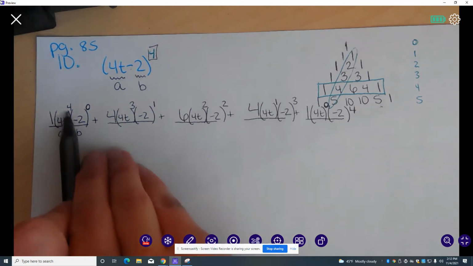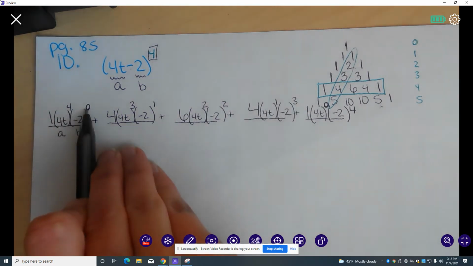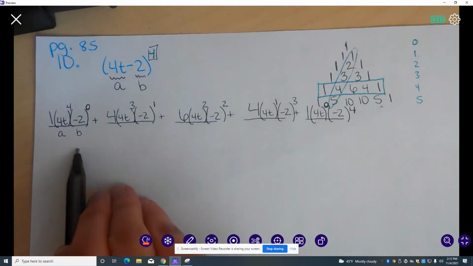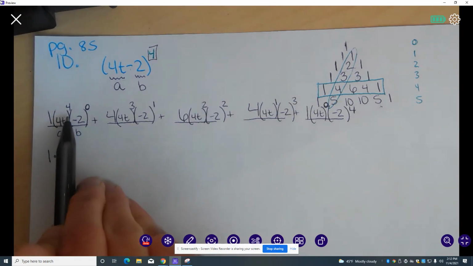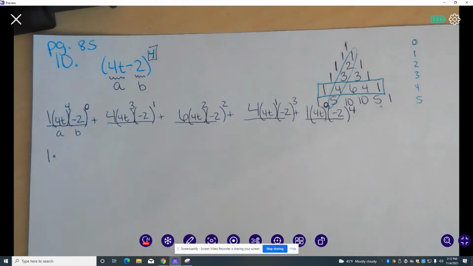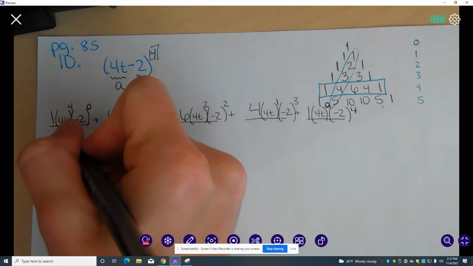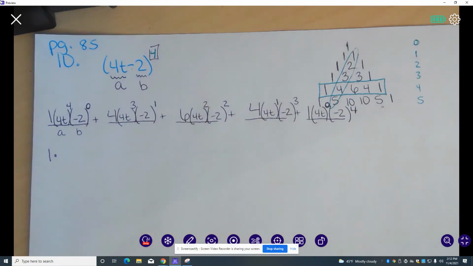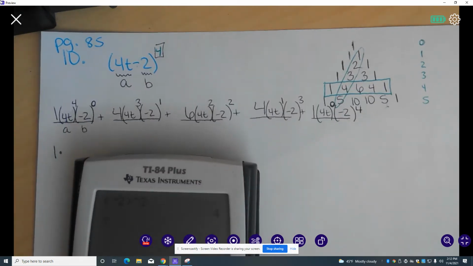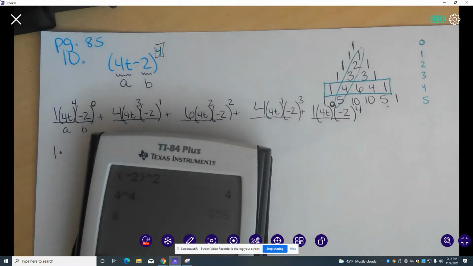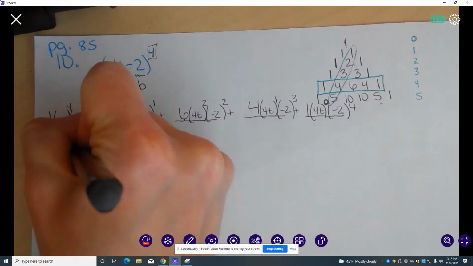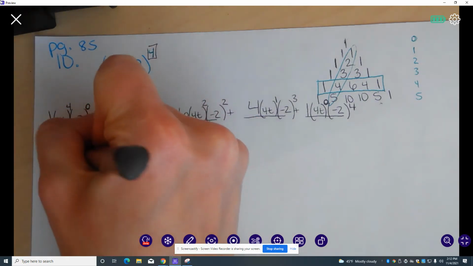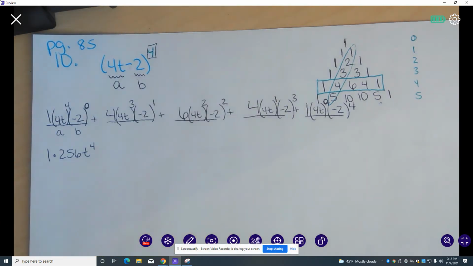So I'm going to raise these things to the exponents. Okay, so I'm going to do this term first. I'm going to leave this 1 out here for now. And I want to do 4t to the 4th power. So to do that, I'm going to raise both 4 and t to the 4th power. Okay, so you could raise 4 to the 4th power on your calculator. Right, 4 to the 4th power is 256. And t to the 4th power is just t to the 4th power.